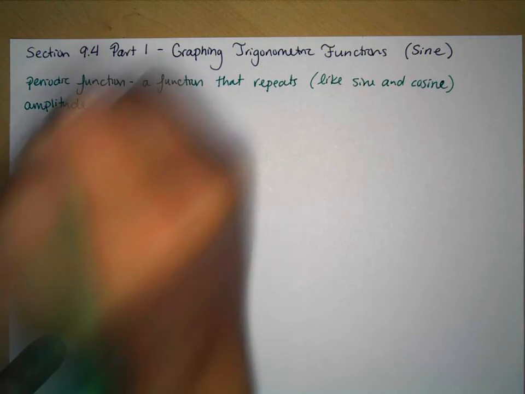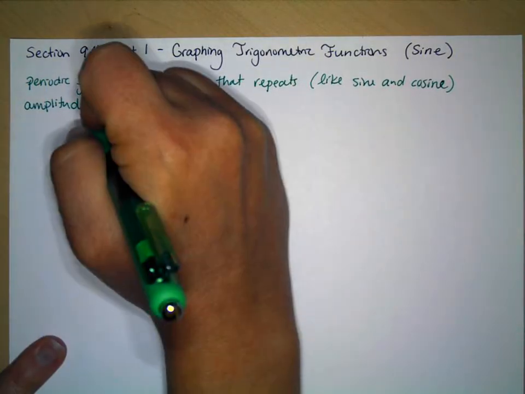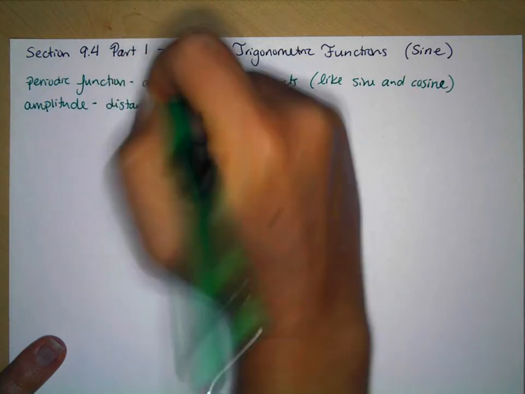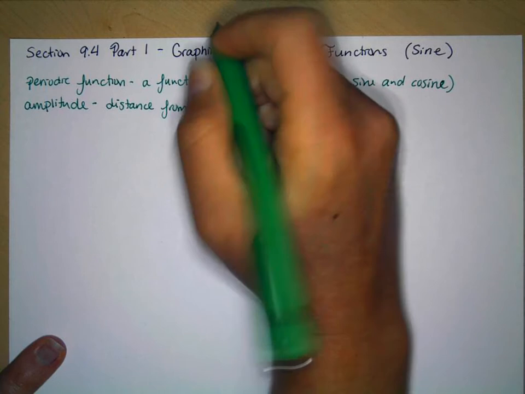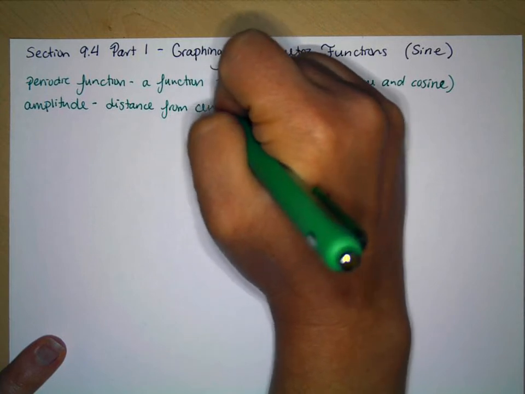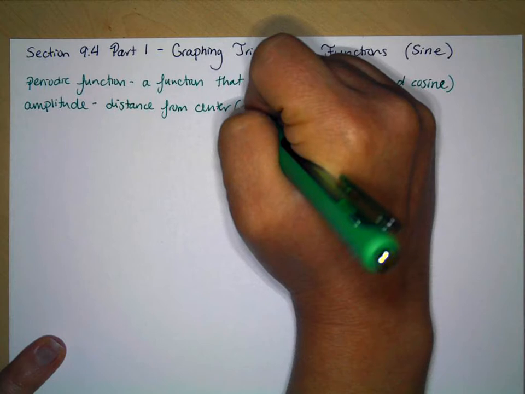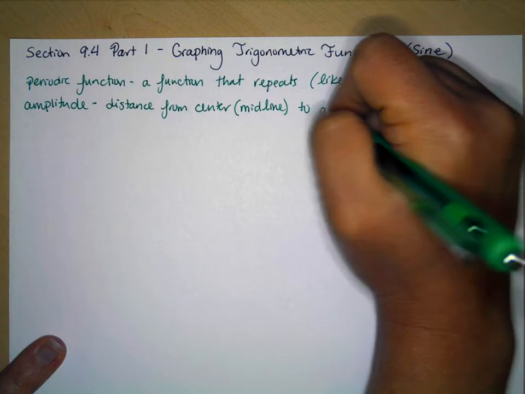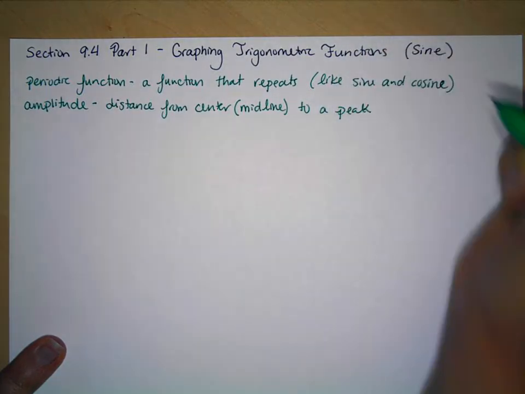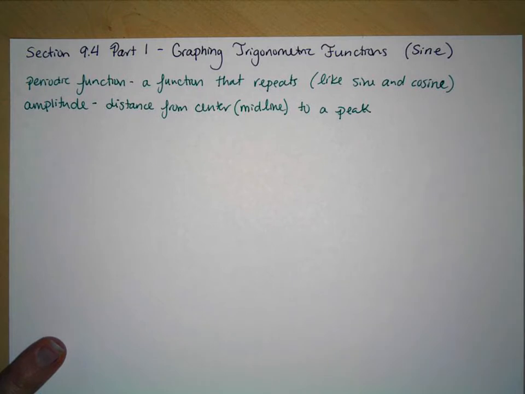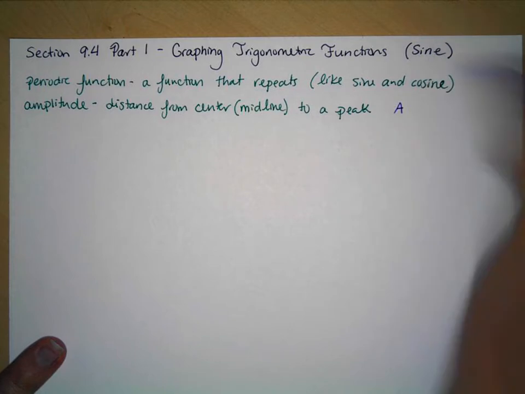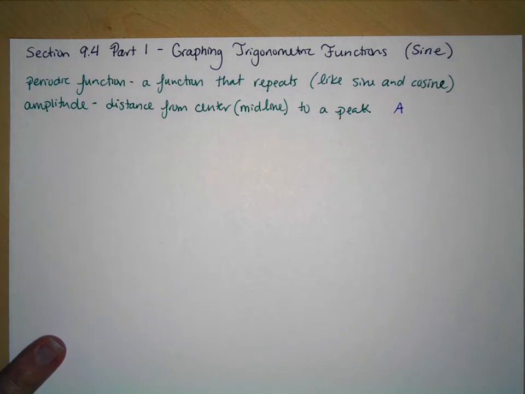The amplitude of a periodic function is the distance from the center of the graph, which is often called the midline, to a peak, to either the top, the maximum, or the bottom, or minimum. We're going to abbreviate amplitude with a capital A, unless you want to write out the word amplitude every time. If you want to write out the whole word, feel free.